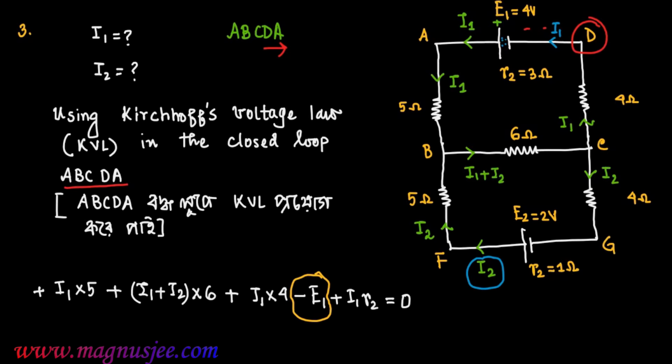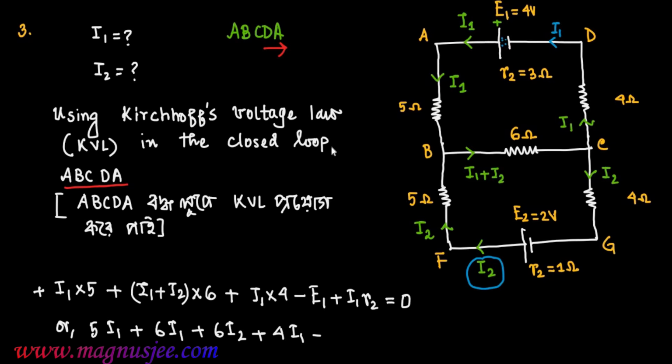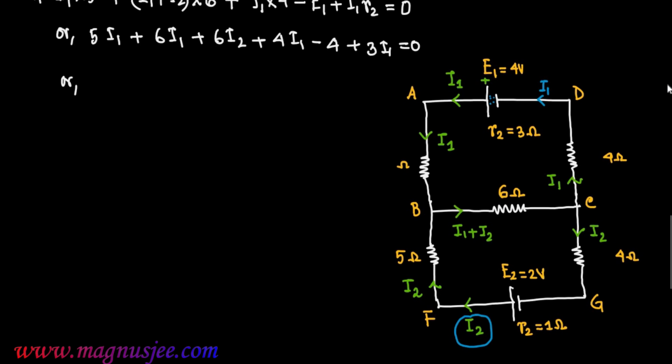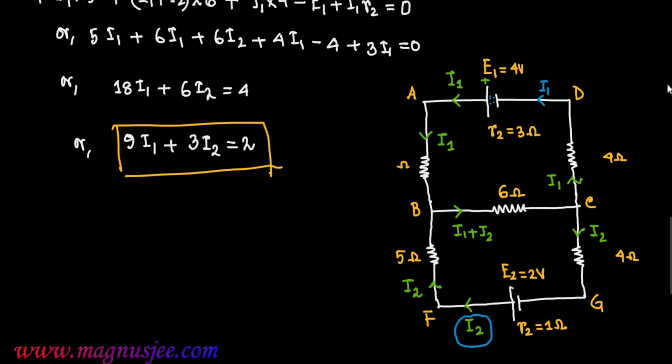We get 5I1 plus 6(I1 plus I2) plus 4I1 minus E1 plus I1 R1 equal 0. Using Kirchhoff's voltage law in the closed loop ABCDA, we get 5I1 plus 6I1 plus 6I2 plus 4I1 minus 4, putting the value of E1, plus 3I1 equal 0. If we simplify, then we get 18I1 plus 6I2 equal 4, or 9I1 plus 3I2 equal 2. That is equation 1.